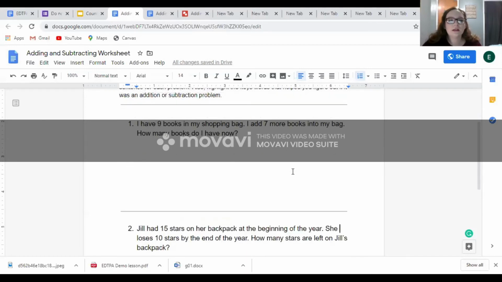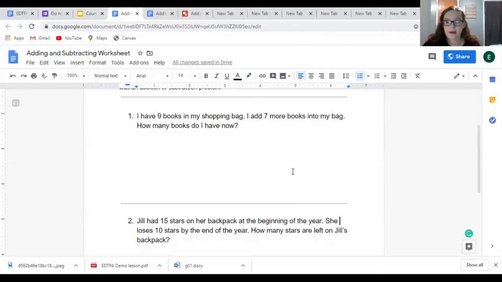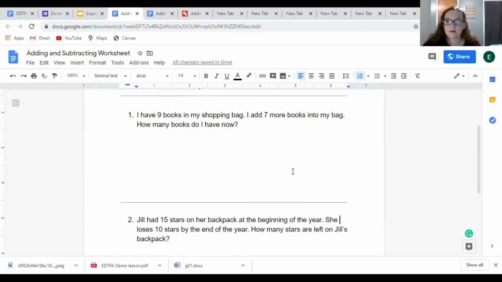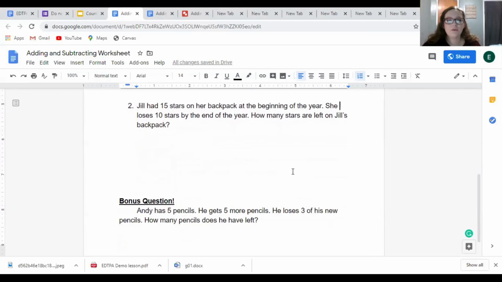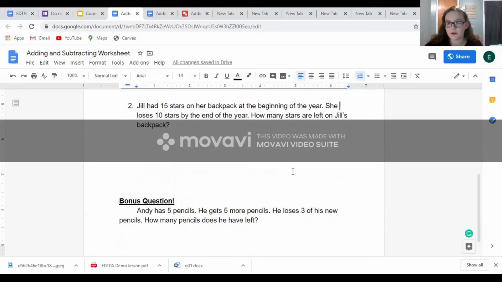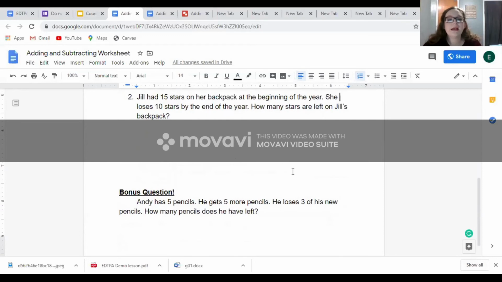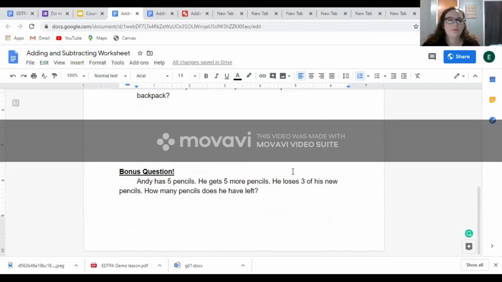So the first question is, I have 9 books in my shopping bag. I add 7 more books into my bag. How many books do I have now? Okay, question 2 is, Jill had 15 stars on her backpack in the beginning of the year. She loses 10 stars by the end of the year. How many stars are left on Jill's backpack?